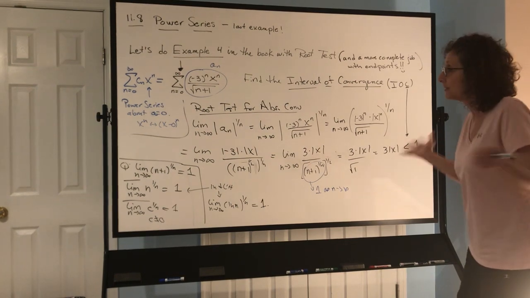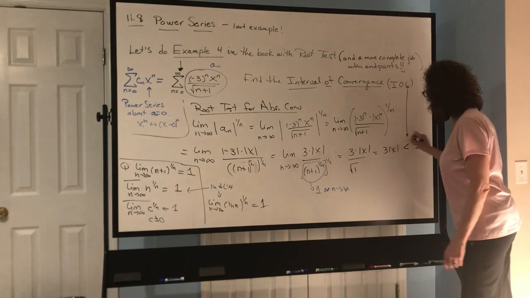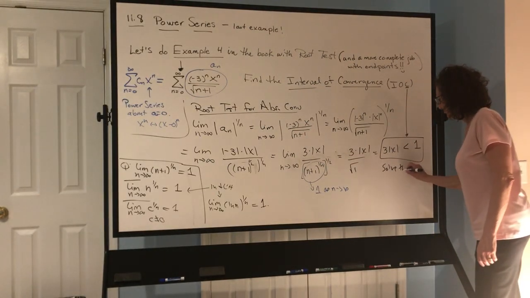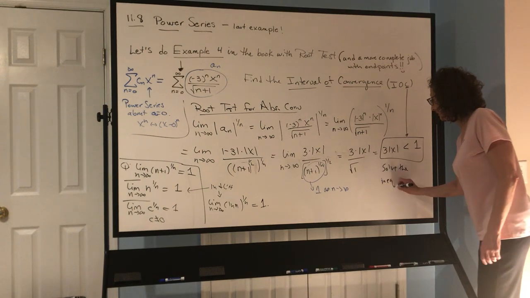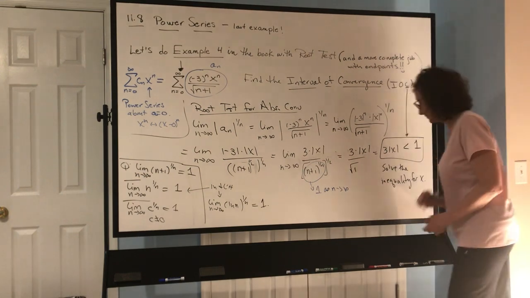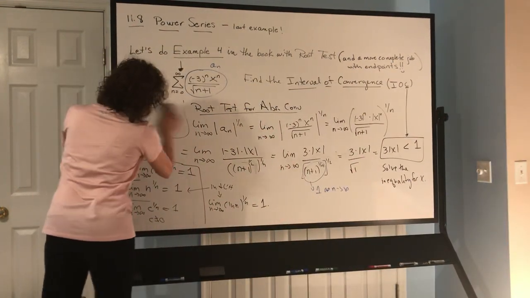So this problem's awesome because it puts everything all together in one. All right, so what do we have to do? This is what we end up with. Now we have to solve this inequality for x. And so hopefully you're pretty good at these inequalities now.